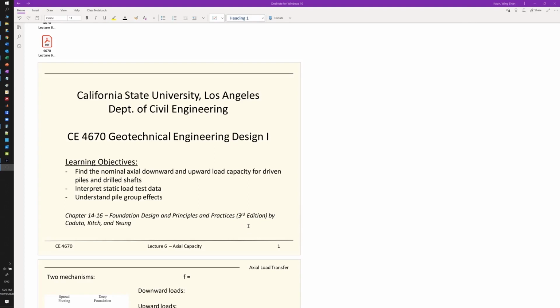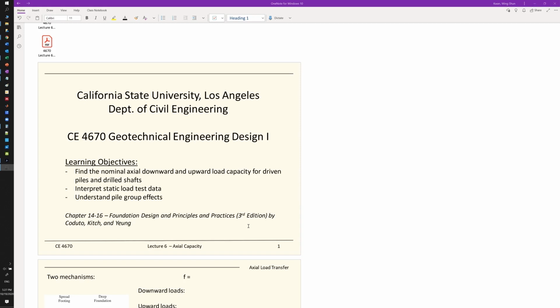This lecture, we will talk about the deep foundations. There are two parts of deep foundations. First, we talk about the axial capacity, and the next lecture, we'll talk about the displacements, which are the settlements you anticipate when you design for deep foundations. It's kind of like what we did with our shallow foundations. First, we talk about the bearing capacity, and then we talk about the settlement. Same here, but now we go into the deep foundations.